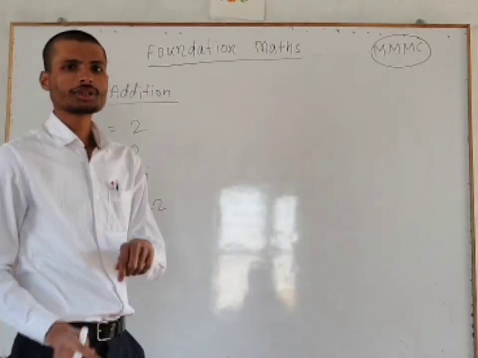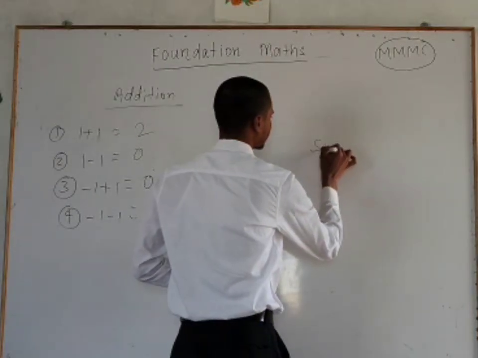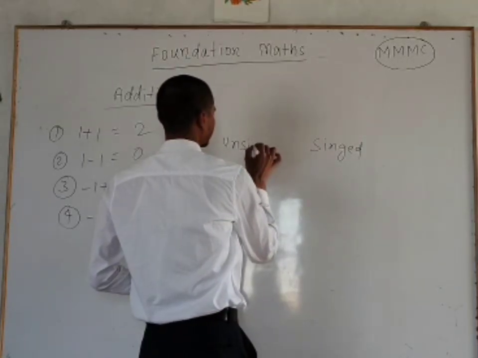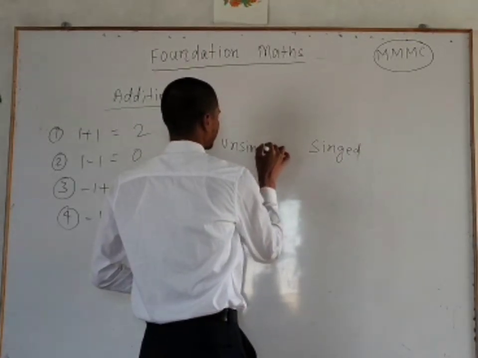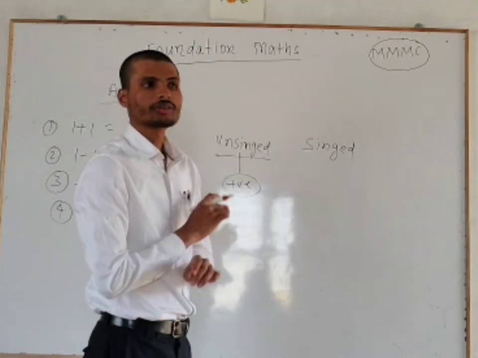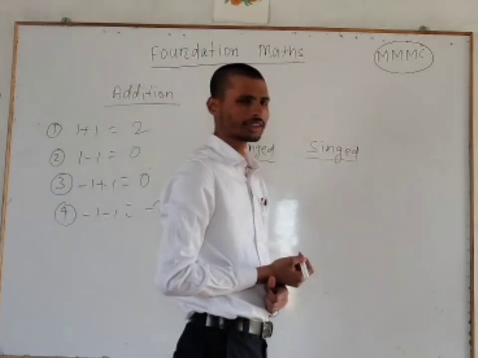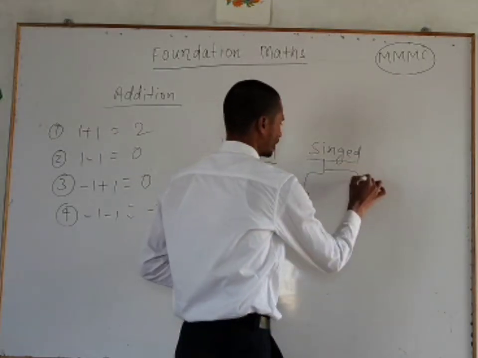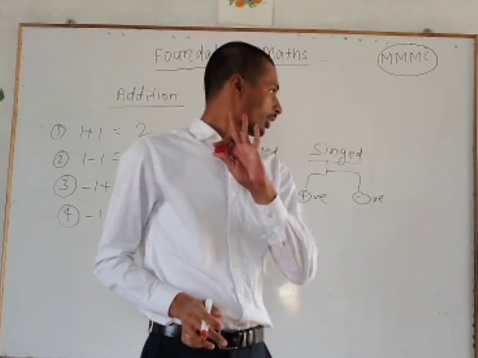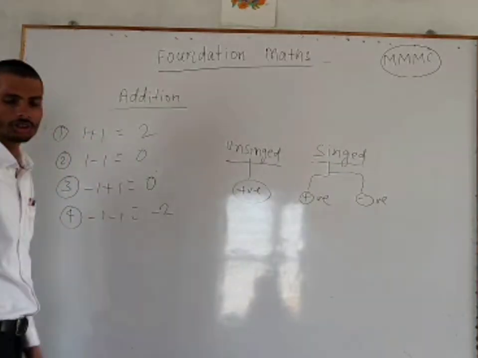In the first example, you can see both have a positive sign. Generally in mathematics, a number can be unsigned. An unsigned number is always positive. If a sign is not written, then the number is always positive. If a number is signed, then it may be positive or it may be negative. So if there is no sign before this one, it is always positive, and the second one is also always positive.